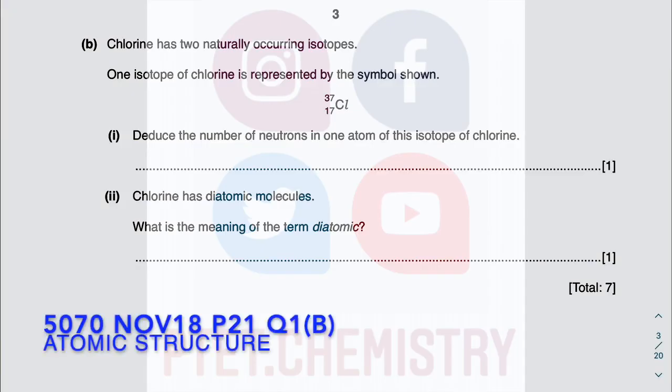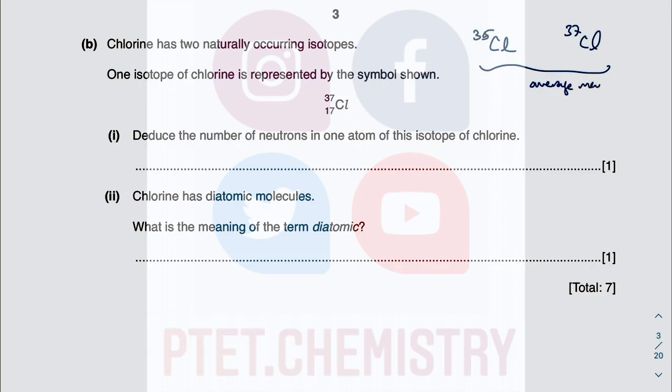So chlorine has 2 naturally occurring isotopes. In case you don't know it, it's 35 chlorine and also 37 chlorine. These are whole numbers. When you average the mass, you are going to get something called relative atomic mass. That is the average mass. It is called relative atomic mass because it's an average. It's not a whole number. These are whole numbers. It's not a decimal place.